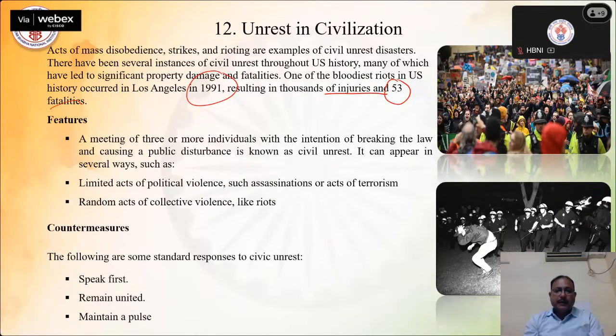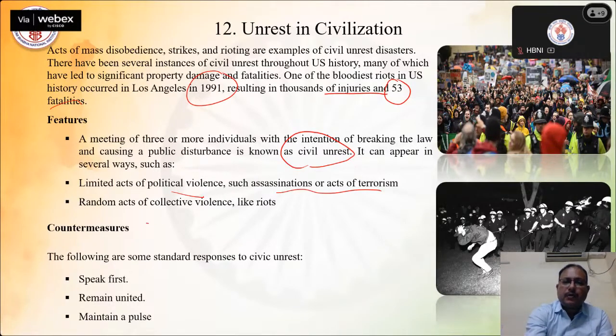What are the features? A meeting of 3 or more individuals with the intention of breaking the law and causing a public disturbance is known as civil unrest. It can appear in several ways, such as limited acts of political violence, such as assassinations or acts of terrorism, and random acts of collective violence like riots.